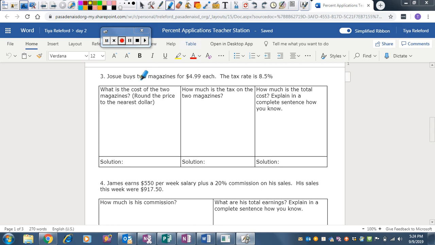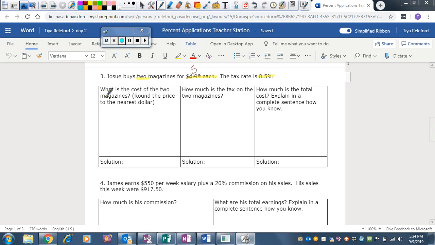Josue buys 2 magazines for $4.99 each. The tax rate is 8.5%. You think this is the same, but it's a little bit different. It's 2 magazines for $4.99 each. Are we going to leave that $4.99 or do you want to round it? I would round it to 5.